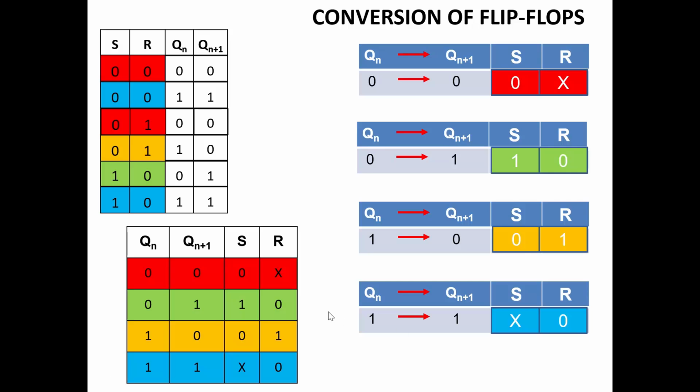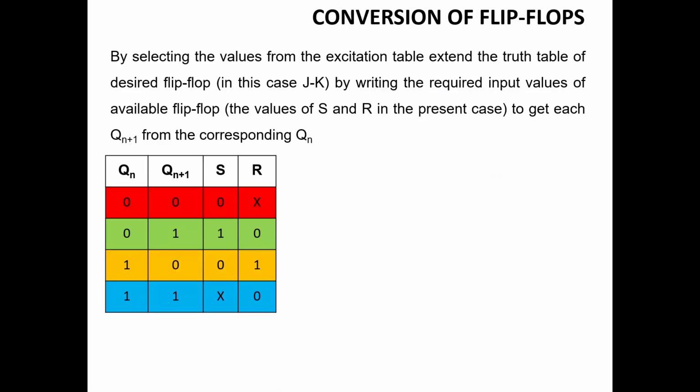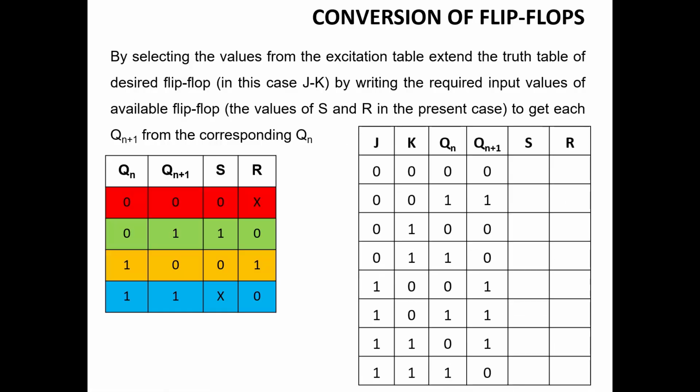This is the excitation table of the SR flip-flop, where by selecting the values from the excitation table, extend the truth table of the desired flip-flop. In this particular case, we have a JK flip-flop as the desired flip-flop. Write the required input values of the available flip-flop, the SR flip-flop in the present case, to get each Qn+1 from the corresponding Qn. This is the truth table of the JK flip-flop. Now we have to enter the values of S and R.